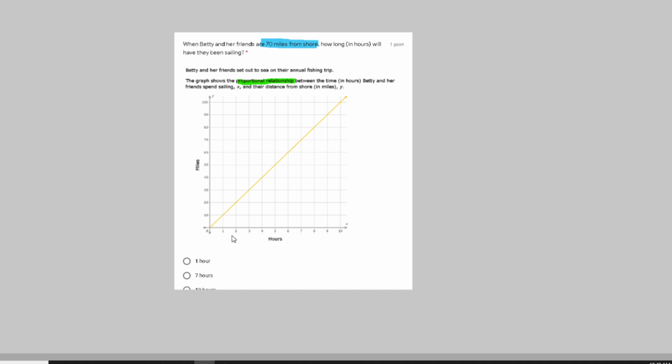Well, let's look for that here. The x-axis is hours, y is miles. And we know that our y is distance anyways, right? So let's see, when our y is 70, let's figure out how many hours they would have been sailing. So to do that, you go over here to the line. Now we need to see, okay, what's the x coordinate of this point here? And it looks like that'll be 7 hours.